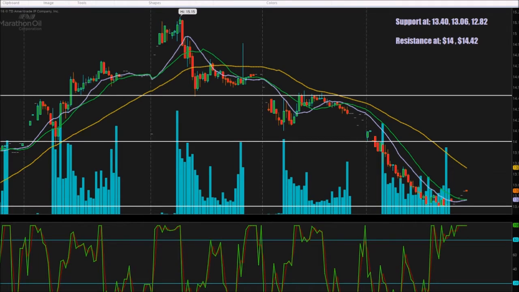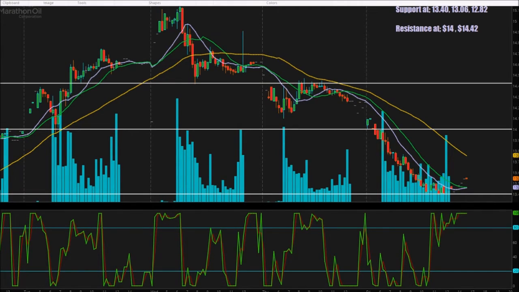This time we're taking a look at ticker symbol MRO, Marathon Oil Corporation. The chart we're looking at today is more of a short-term chart. Each candlestick on this chart represents 15 minutes of trading. We go back to about June 8th on this chart. Actually, you know what? That is going back to about June 7th.